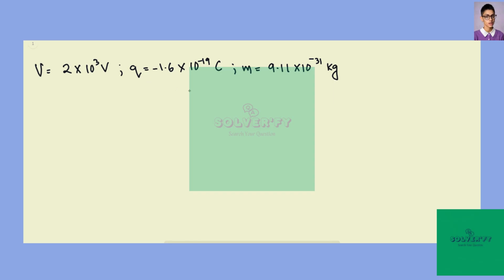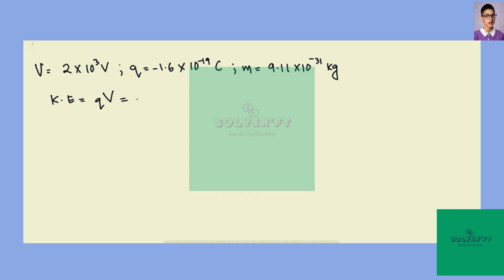So when a particle of charge q is accelerated through a potential difference, it gains kinetic energy of magnitude q times the potential difference. Here the particle is an electron, so the charge is negative 1.6 times 10 to the power minus 19 coulomb, and the mass is the mass of the electron, which is 9.11 times 10 to the power minus 31 kg.